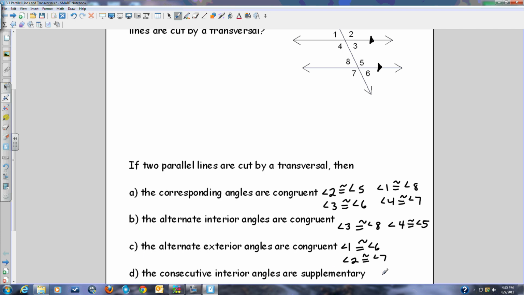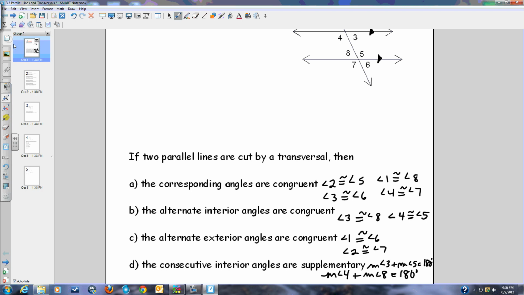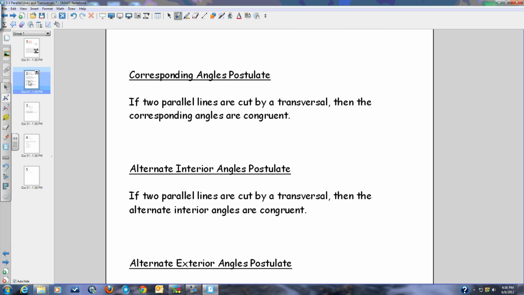And consecutive interior angles would be supplementary. So that would mean that if you were to add angles 3 and 5 together, the measure of angle 3 plus the measure of angle 5 would give you 180 degrees. And similarly, the consecutive interior angles of 4 and 8 would be supplementary. So the measure of angle 4 plus the measure of angle 8 would also give you 180 degrees. Let's move on to our next page.